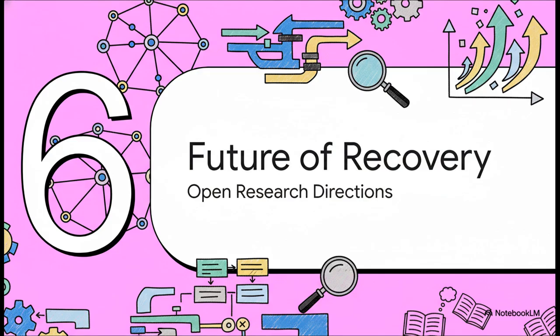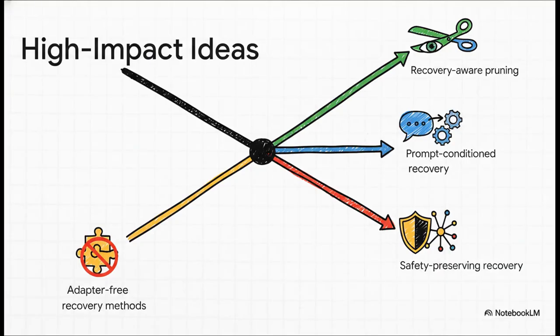So for our last section, let's look to the horizon. Because model recovery isn't just some cleanup job you do at the end. It's becoming its own vibrant, essential field of research that's really shaping the future of efficient AI. There are so many cool and exciting open questions on the table. Like, can we design pruning methods that already know they're going to be recovered later? Could we customize the recovery tuning based on the specific prompts a model is likely to see? How do we make absolutely sure that recovery doesn't mess with a model's safety alignments? And could we maybe do all of this realignment without even needing adapters? These are the big questions that are going to drive the next wave of innovation here.